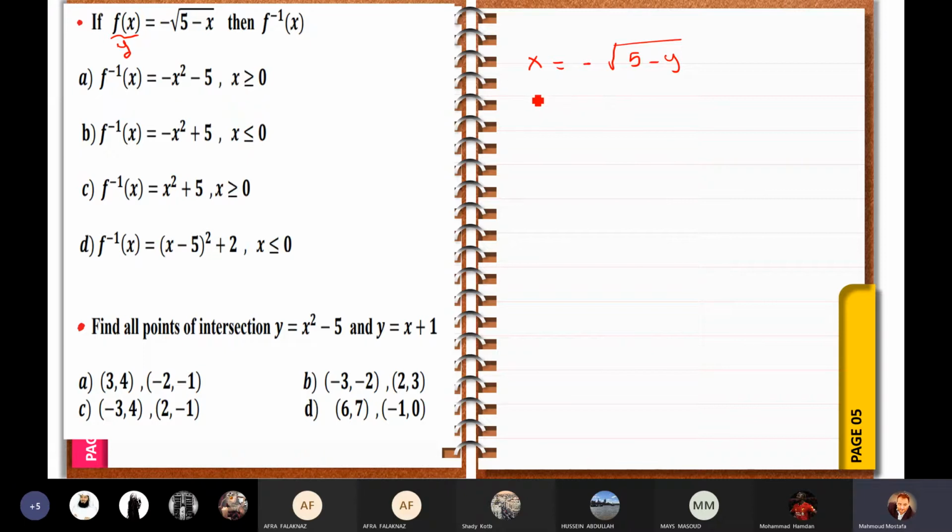Square both sides, so it's x squared. Squared, it will be positive, and we can now remove the square root, so it will be 5 minus y. It means that y, shifted to the left-hand side, will be y equals 5 minus x squared. Where is 5 minus x squared? This one. Minus x squared plus 5, which is the same as 5 minus x squared. Okay.